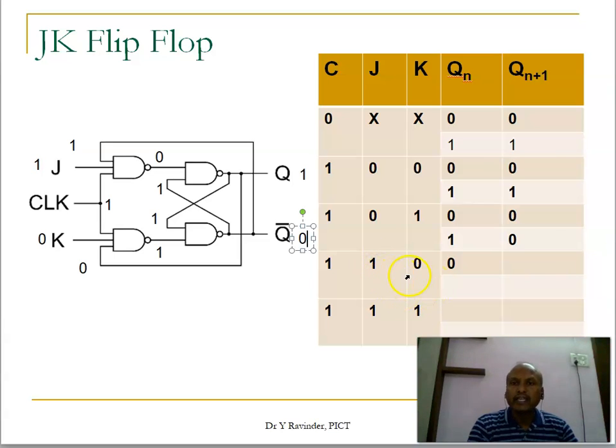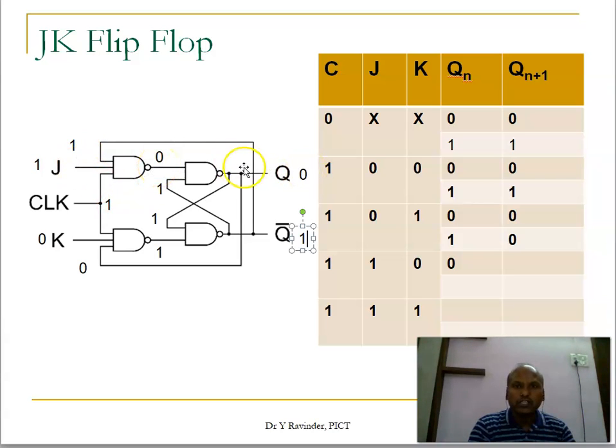If J is 1, K is 0, and the previous output was 0. So this 0, this was 0, this was 0, this is 1. So this 1 will go here, this 0 will go here. So this is 1, and this 1, 1, 1, 0.